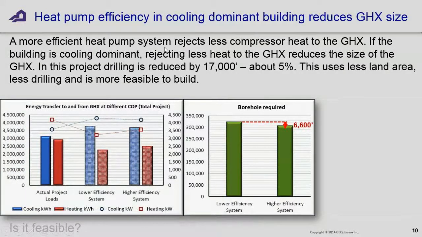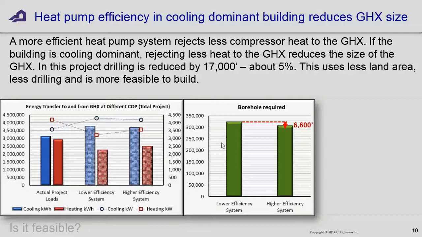And then looking at the heat pump efficiency, simply the efficiency of the heat pumps that you're selecting to put in there. I've seen this happen more often than not, where a contractor says, I can put in these heat pumps, they're cheaper, so it's more cost effective. Well, once you look at what that does to the cost of the ground loop, because you've got more compressor energy going into the ground, if the building is cooling dominant and you've got a less efficient heat pump, you're putting more compressor energy into the ground.